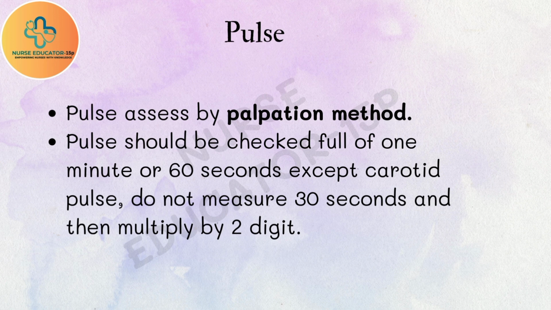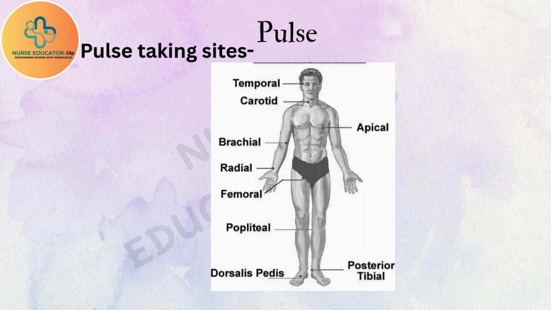Then the sites for taking the pulse. Starting from temporal, we'll assess it at the lateral aspect of the eye. The second is the carotid. We'll assess it at the neck near the sternocleidomastoid muscle. The third is the apical pulse. It is the most accurate site for assessment, at the apex of the heart. The brachial is above the elbow in the antecubital fossa. The next is the radial. We'll check the radial pulse at the wrist.